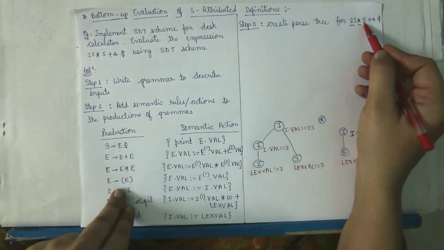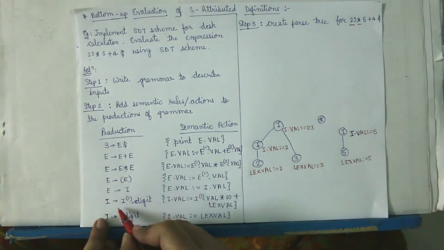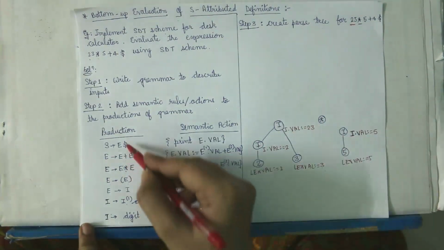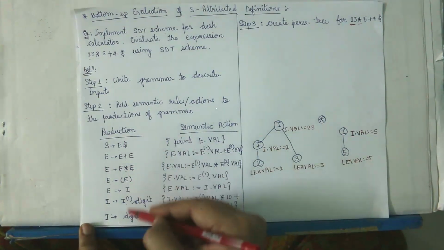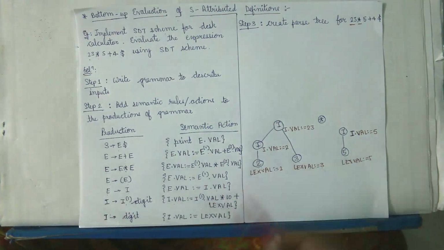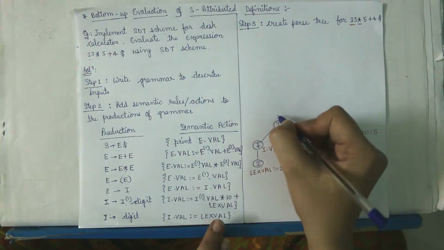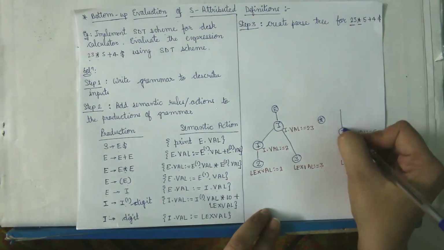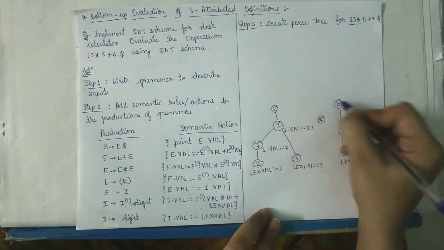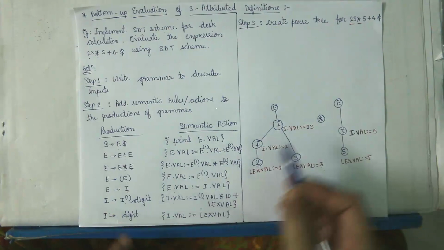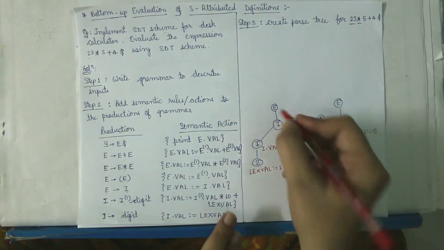So with 5 we have only one digit associated, so no need to apply this rule on this step. Now we cannot do I into I because there is no rule which will help us to do I into I. So now I needs to be made E. So now on this step we'll make this I as E. Similarly this I will be made as E. So whenever we make I as E, I's value will be put in E's value. So this I's value will go in the E value.